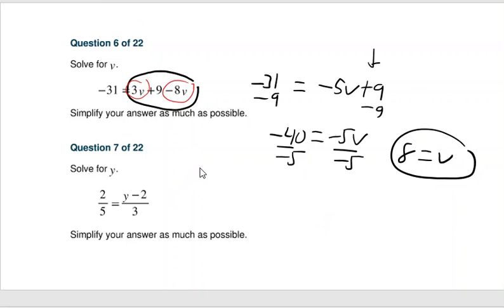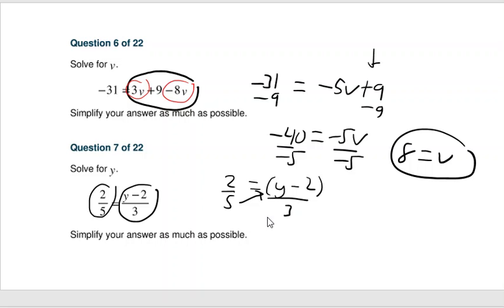Okay, now on question 7, what you have here is a proportion. Remember, when you have two fractions that equal each other, we call that a proportion. So we have 2/5 equal to (y subtract 2) divided by 3. These are both fractions. So one way we can solve a proportion is to cross multiply. So if I take 5 and I multiply by y minus 2, and I take 3 and I multiply by 2, that's cross multiplying.